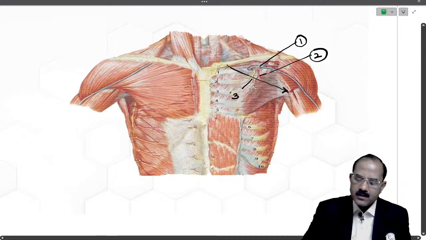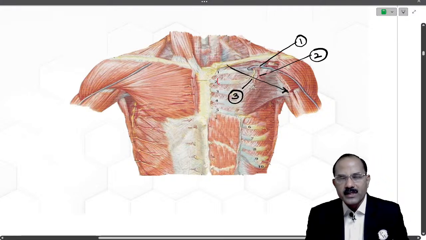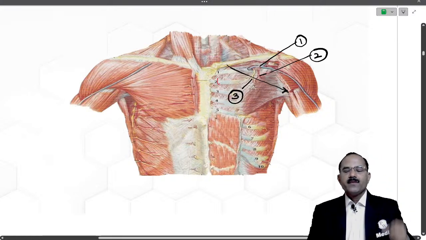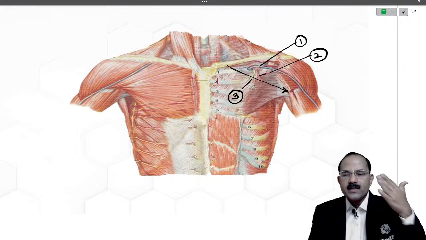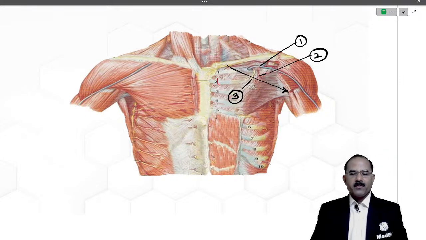Number three is a nerve here. That's the lateral pectoral nerve. And number four are the lymphatics from the breast. Clear?